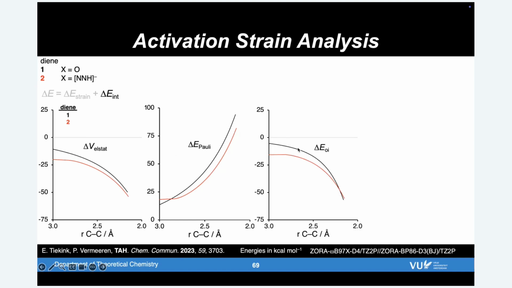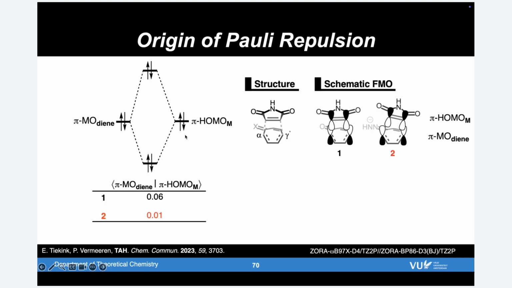The orbital interactions, interestingly, are not contributing to the faster reaction for the red curve. Around the transition state, they're actually the same. And for the dispersion curves, not too much to see here. They're flat and overlapping. Okay, so first things first, we want to understand the origin of the Pauli repulsion, since that is really decisive in determining the enhanced reactivity.